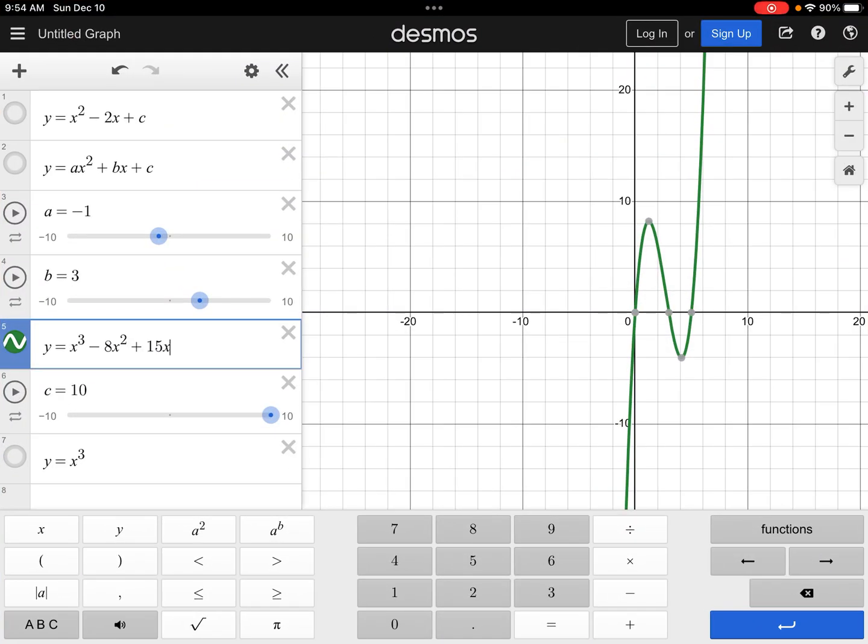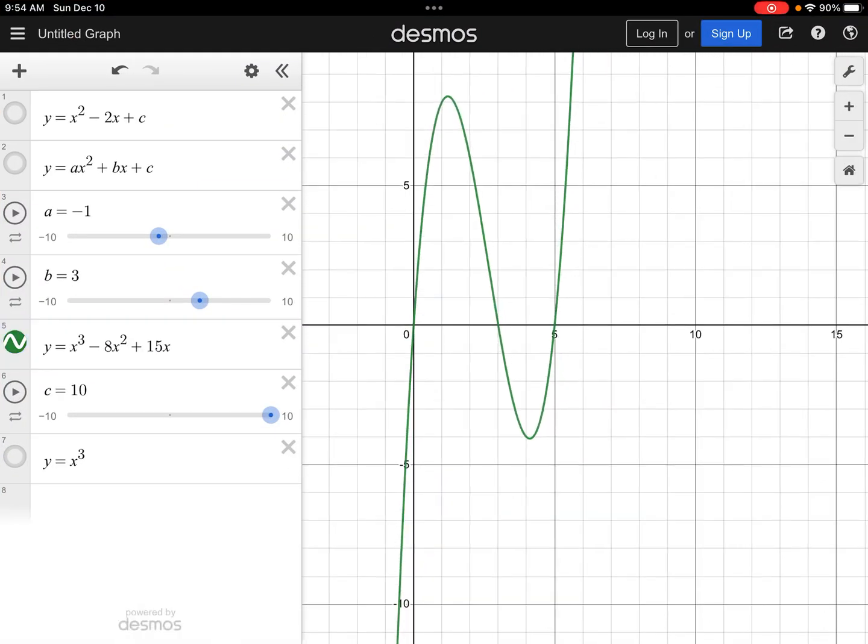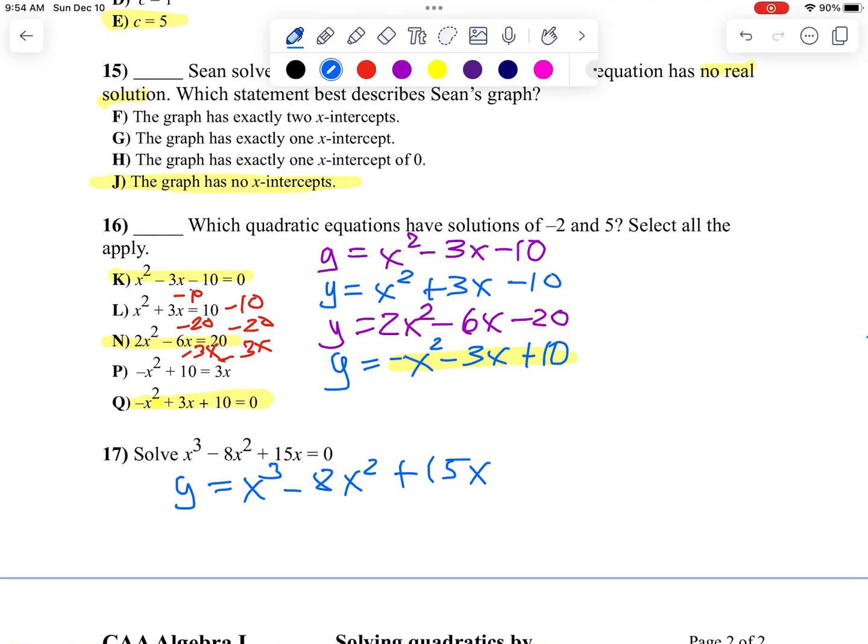Okay, now we've got three unique solutions. 0, 3, and 5. So x equals 0, 3, or 5.